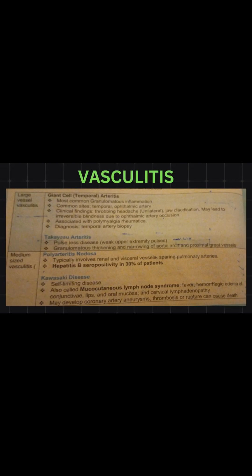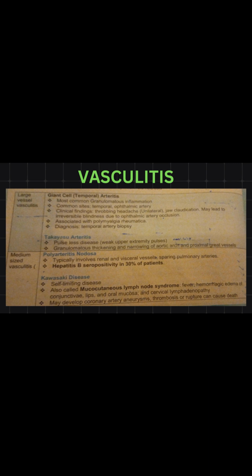Let's talk about Rapid Review point 70, that is related to vasculitis. So there are three types of vasculitis: large vessel vasculitis, medium size vasculitis, and small size vasculitis. So let's first talk about the large vessel vasculitis.